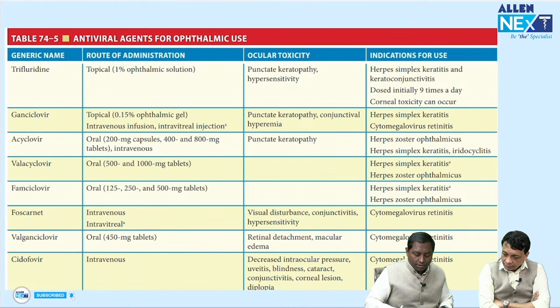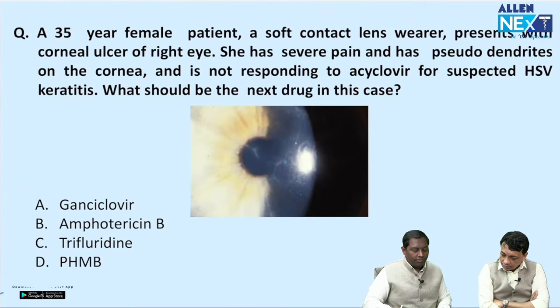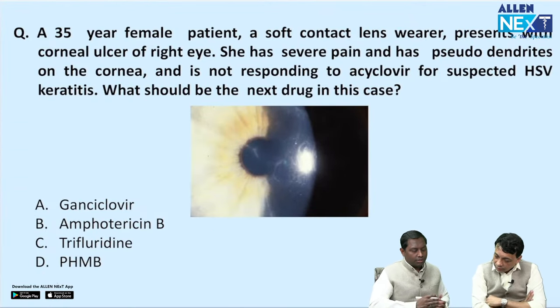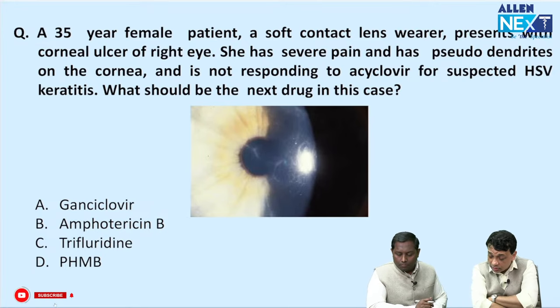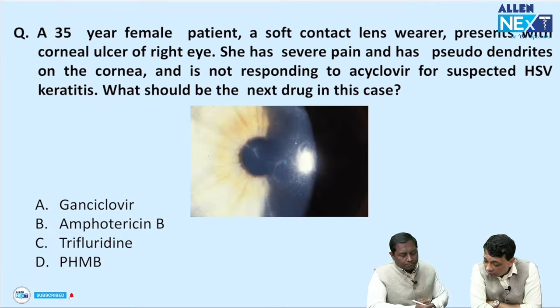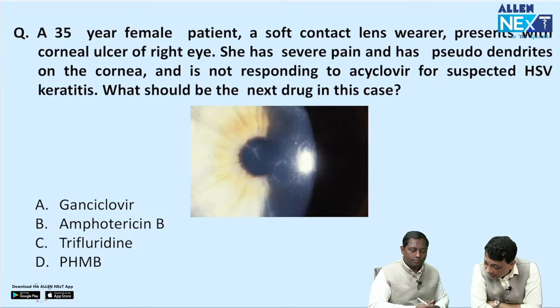You guys can take a screenshot of this one. And the second question that we have, I think something like this we have already spoken about. Sir, over to you. Yes. So the next question is similar but not the same. It says a 35-year-old female patient, a soft contact lens wearer, presents with a corneal ulcer of the right eye. She has severe pain and pseudodendrites on the cornea and is not responding to acyclovir, a suspected herpes simplex virus keratitis. What should be the next drug in this case?